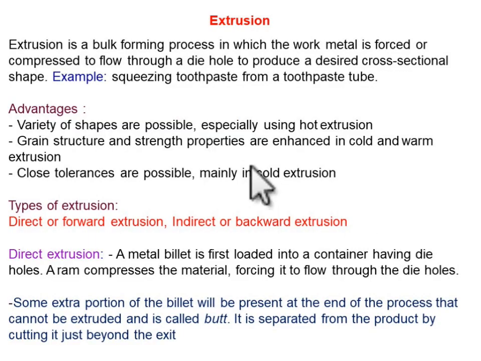So first of all, we need to know what the extrusion process is. Extrusion is a bulk forming process in which work metal is forced or compressed to flow through a die hole to produce a desired cross-section shape. Example: squeezing toothpaste from a toothpaste tube. This is a basic, very crude example of the extrusion process.